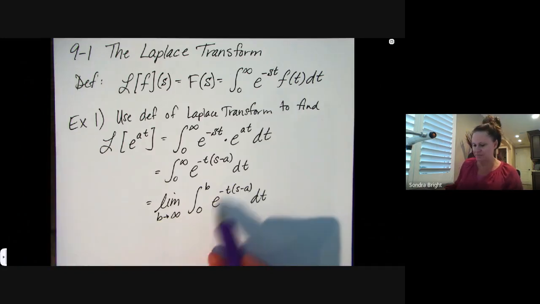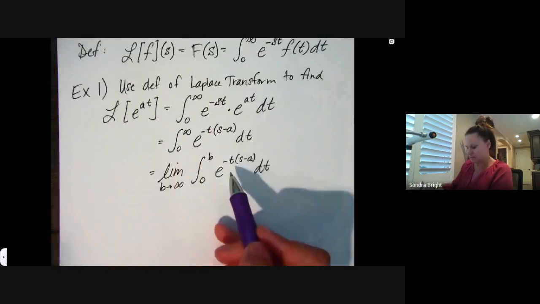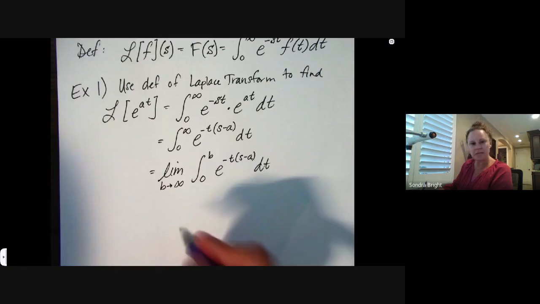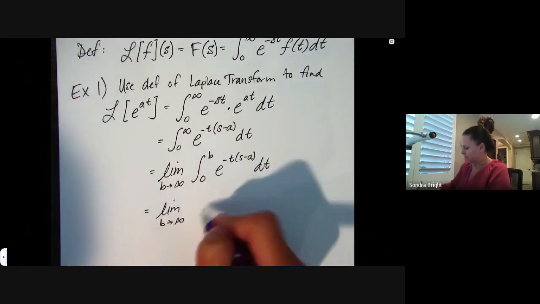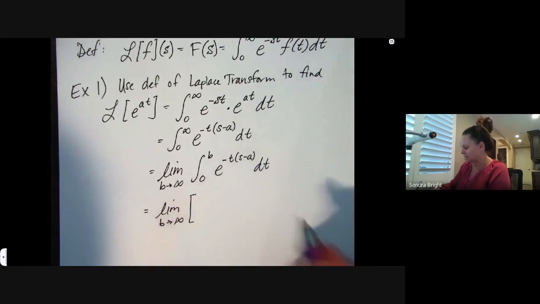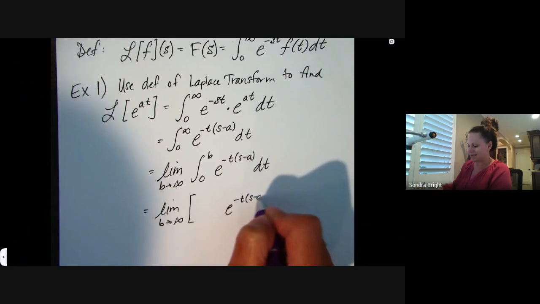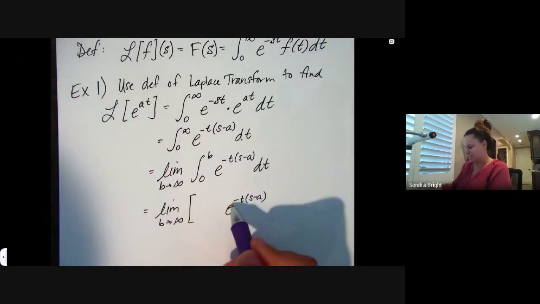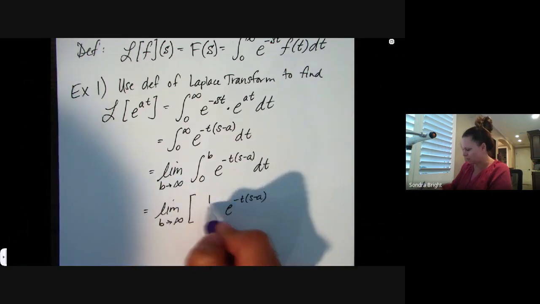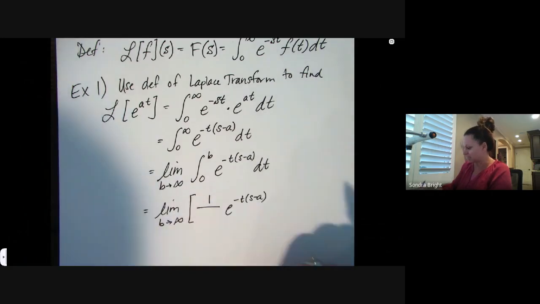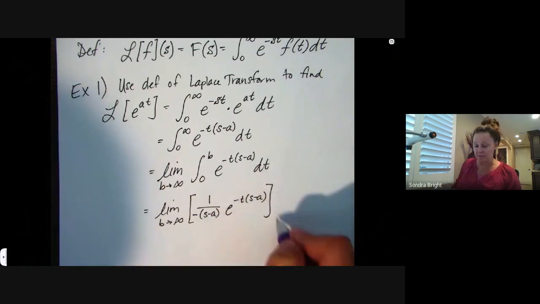The antiderivative of e to the negative t is just e to the negative t. So this ends up being the limit still as b goes to infinity of, now this would be e to the negative t, s minus a, but then chain rule would have said times negative s minus a, so we need to undo that. So it's multiplied by 1 over negative s minus a to undo the chain rule. And we're evaluating that from 0 to b.